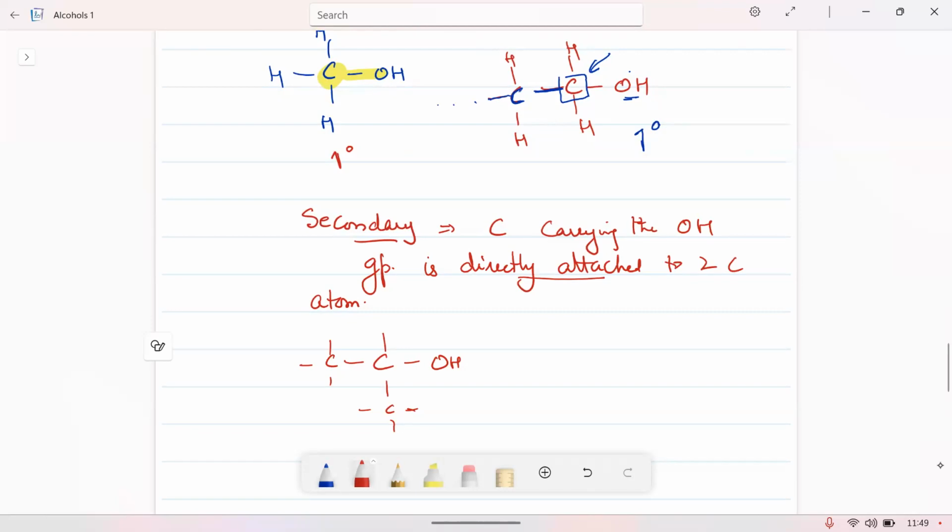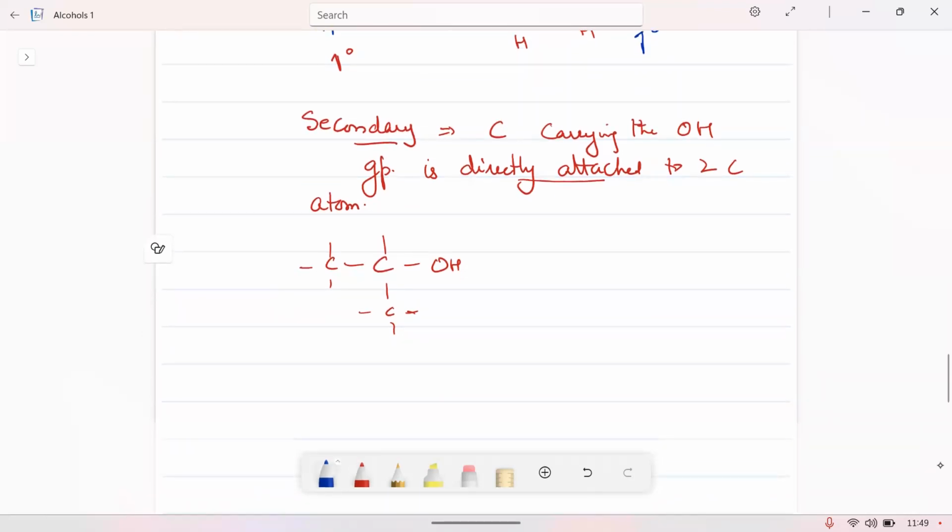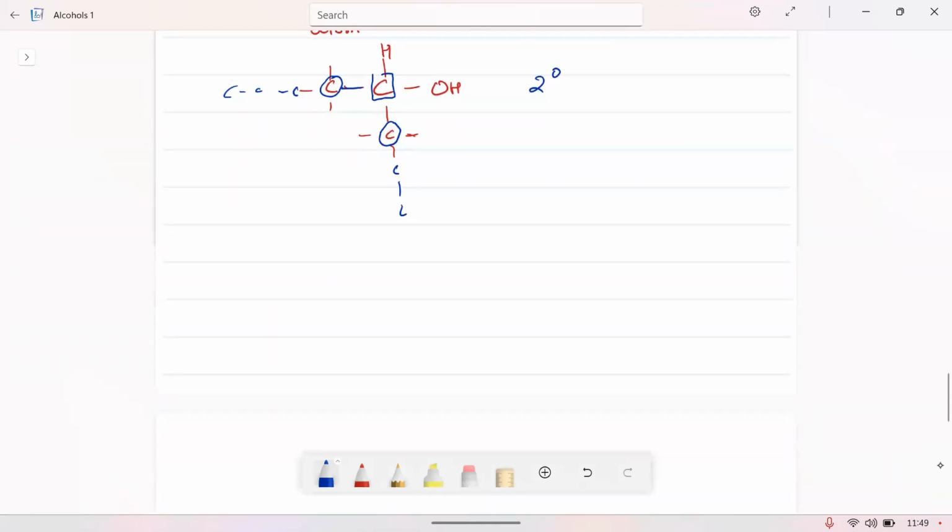Now what other things they are attached to, we don't care. The important thing is that this carbon is attached to one more carbon atom and another carbon. Finish. It is attached to two carbon atoms. This is what we said. So this is secondary. This in turn may be attached to more carbon atoms. We don't care. We are talking about the direct attachment.